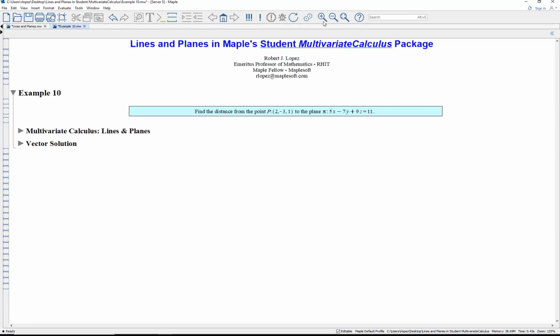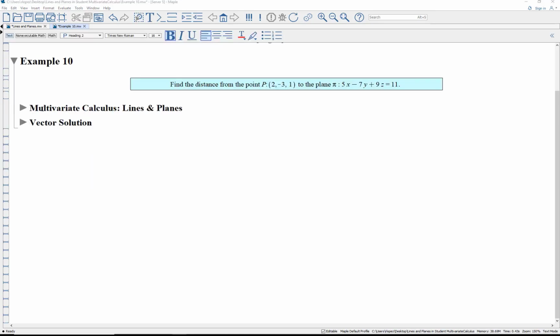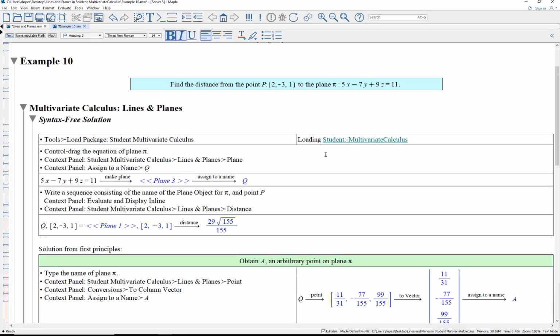The distance from a point to the plane. So it's distance from a point to a plane. A syntax-free solution to this problem. Load the package. Write the equation of the plane. Create the plane object and give it the name Q. We've done that.